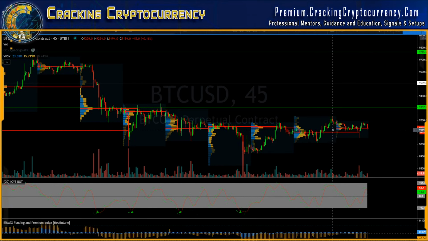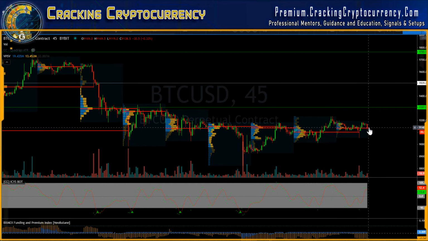I'm not sure. I'm certainly not going to form a strong directional bias here. The reason why is because price is consolidating basically at the bottom of its range, and it can certainly drop out. We can certainly lose 9,000, and we can go moving pretty quickly down.